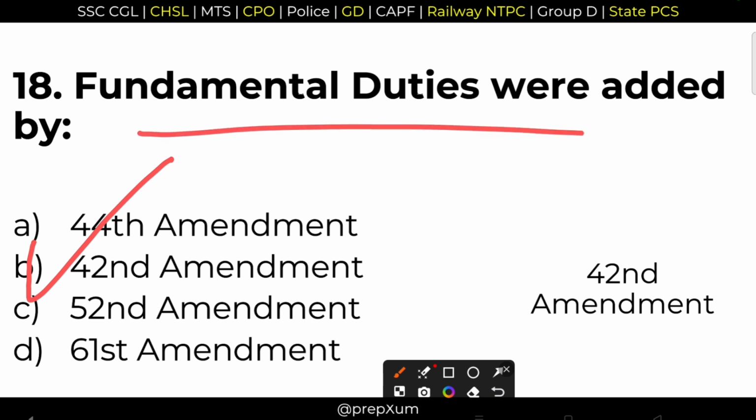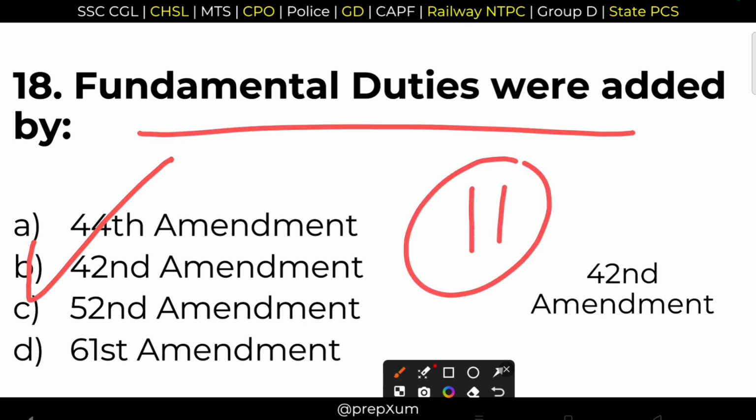The fundamental duties were added. Right now, 11 fundamental duties are there. But at the time of adding it, there were 10 fundamental duties.